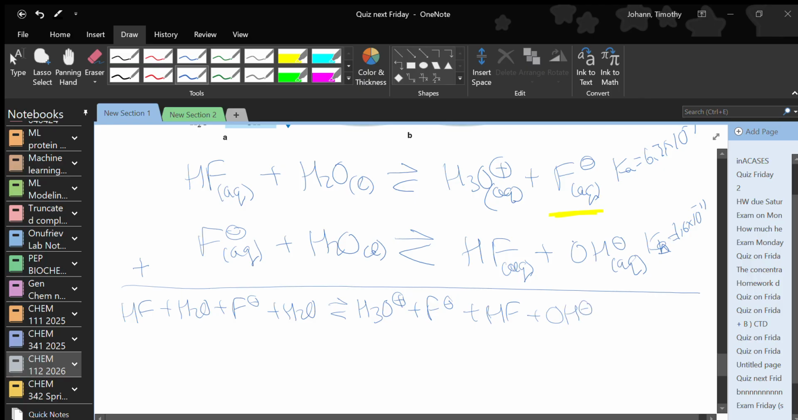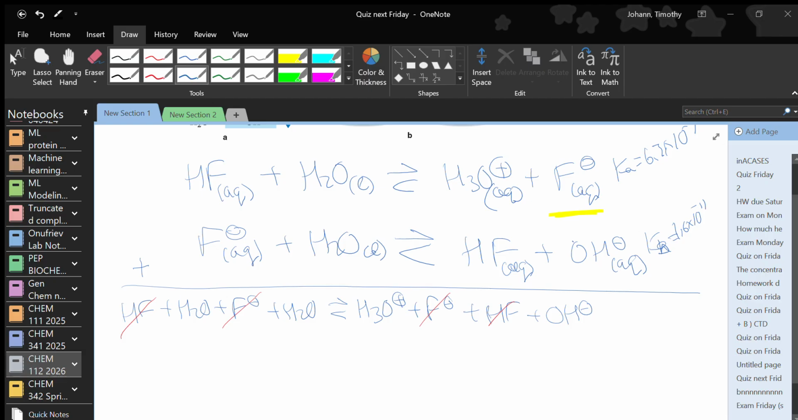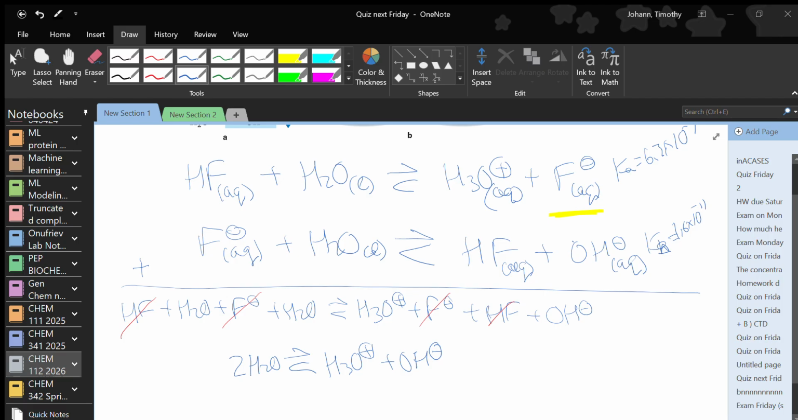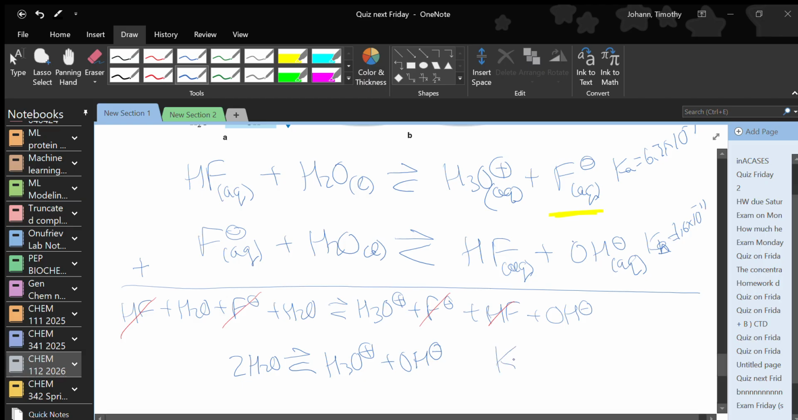Okay. Do you see that I have an HF on this side and HF on that side? And I have an F minus on this side and F minus on that side? If I add these up now, I have 2H2O goes to H3O plus plus OH minus. Anybody recognize that reaction? That's the auto dissociation of water, right? And so we know that's equal to Kw. Kw is equal to 1.0 times 10 to the negative 14th, right?